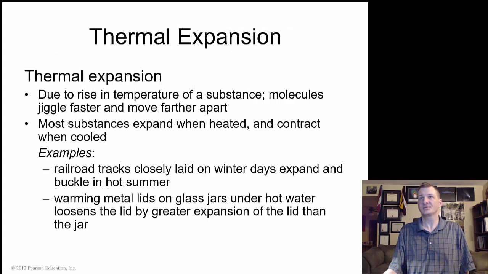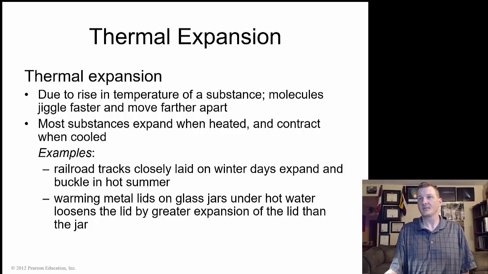Thermal expansion is due to the temperature of a substance. Molecules will jiggle faster and move farther apart, and so substances expand when heated and contract when cooled. So examples of that would be railroad tracks closely laid in on winter days, expanding and buckling in the hot summer heat. Or you go over a bridge and you see these joints in the bridge. We'll show that to you in a minute.